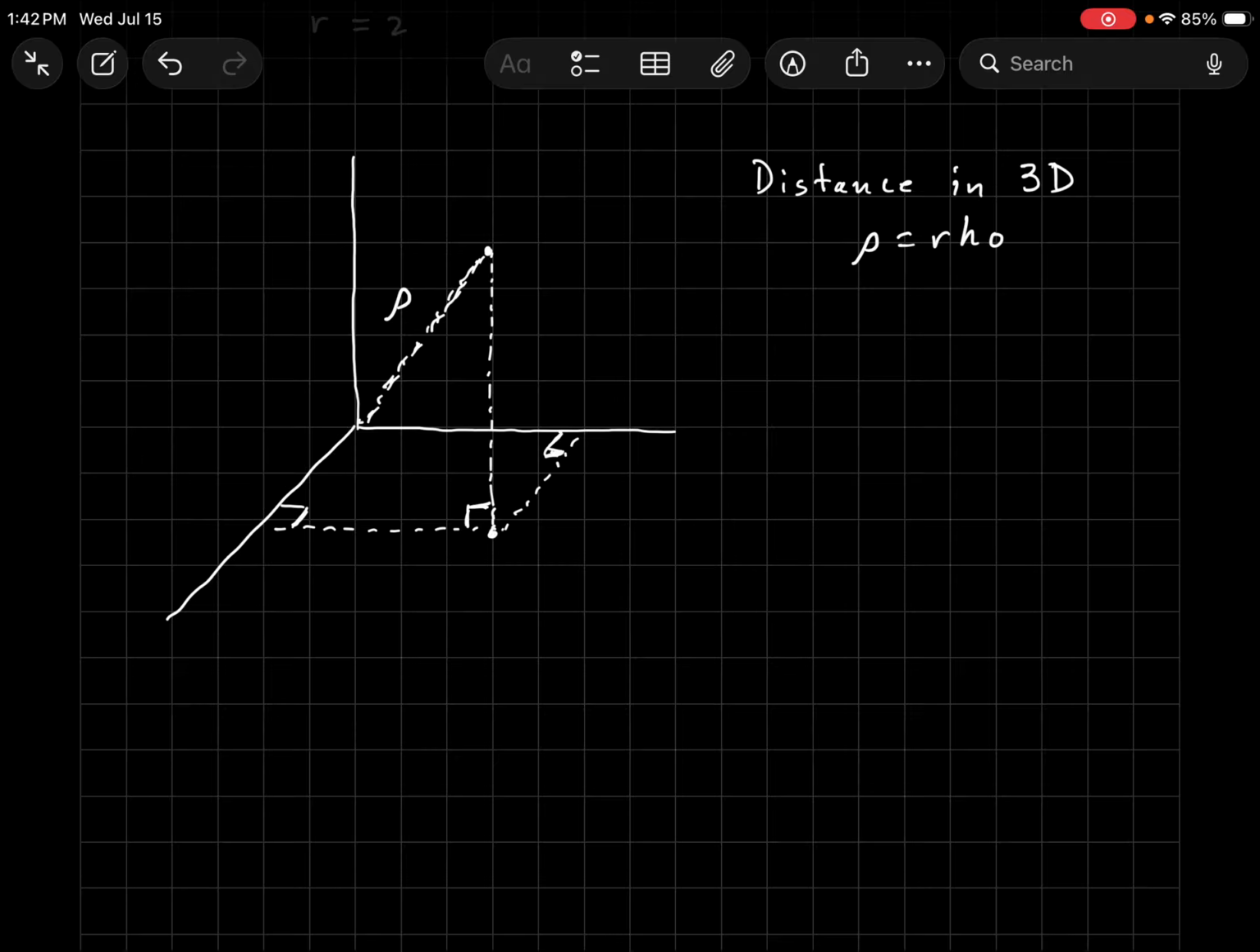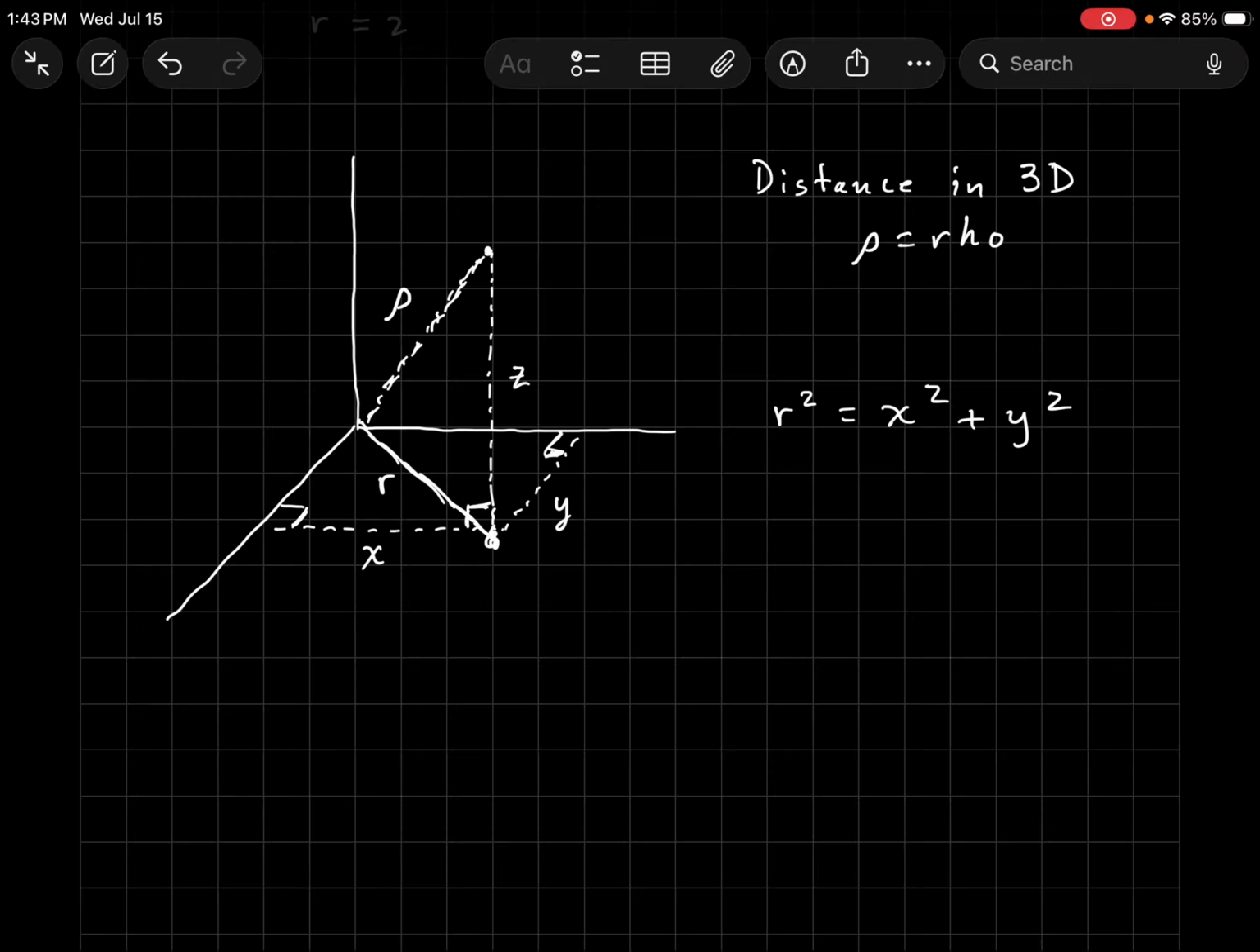So what is this distance rho? Let's start by finding the distance from the origin to the point in the xy plane, and we'll call that r. So that length is x, this is y, and then this length up here is z. The Pythagorean theorem tells us that r squared equals x squared plus y squared. We already know that.